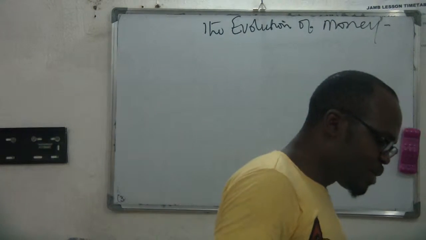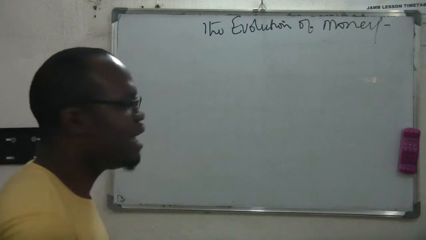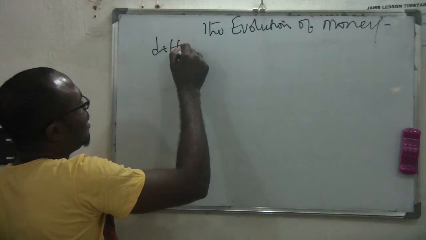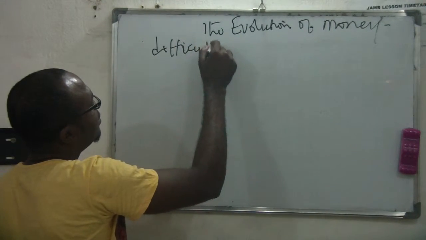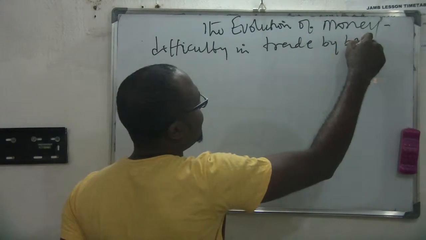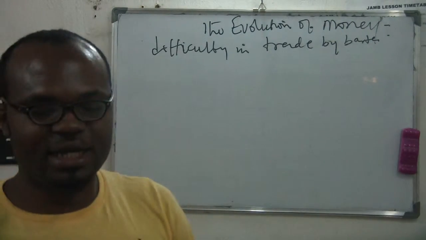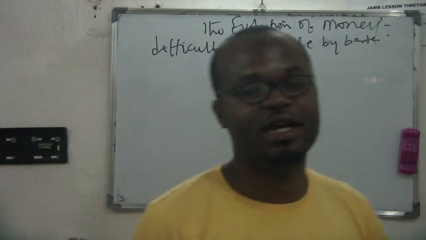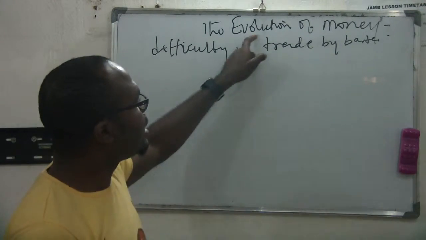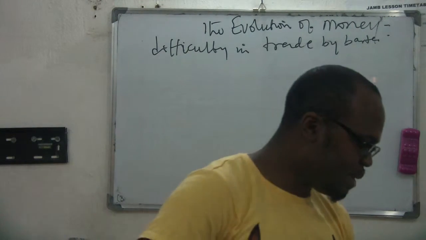We find out that the use of money originated because of the various difficulties in trade by barter. I told us that before the advent of money, before money came, we used what we call trade by barter. So when people were using trade by barter, because of those disadvantages that I've listed, people wanted to find an easier way of exchanging goods without trade by barter.